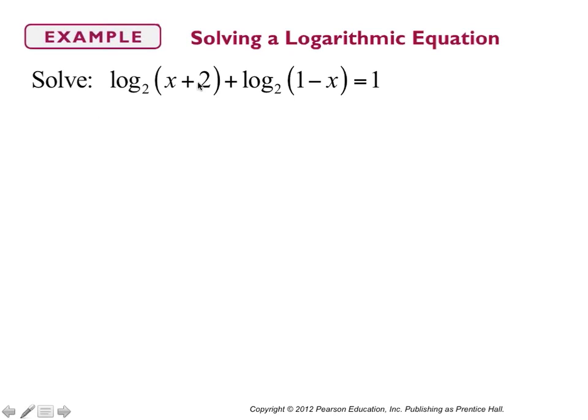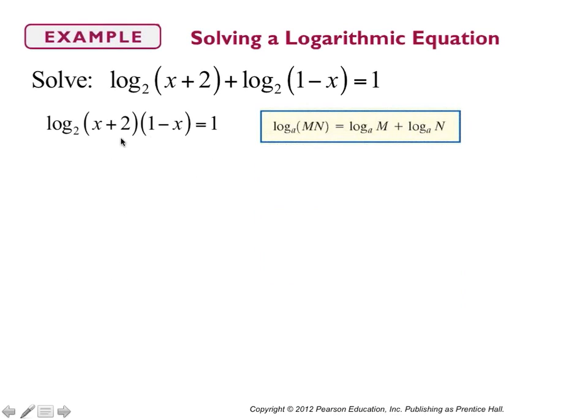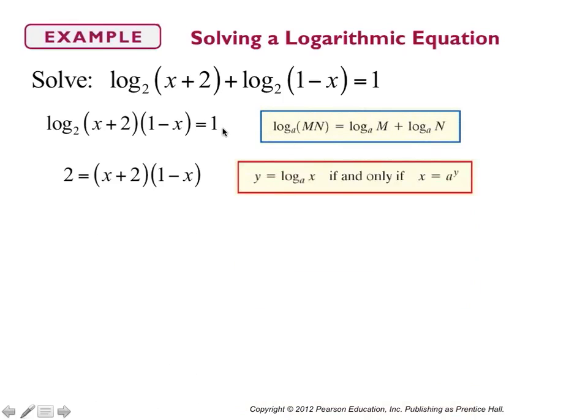So the first thing that hopefully you notice is that these two logarithms have been added together. So what we can do is change it into multiplication. So we have log base 2 of (x plus 2) times (1 minus x) equals 1. And then you'll notice that we can just change this into exponential form. So this 2 becomes our base, this 1 becomes our exponent. So really right here we have 2 to the first power equals (x plus 2) times (1 minus x).